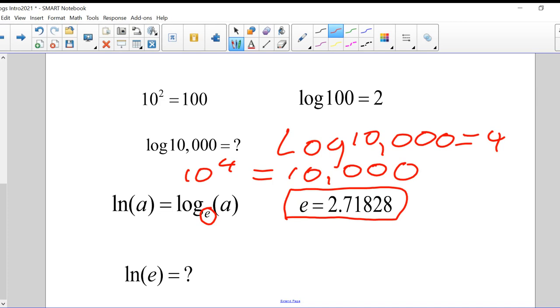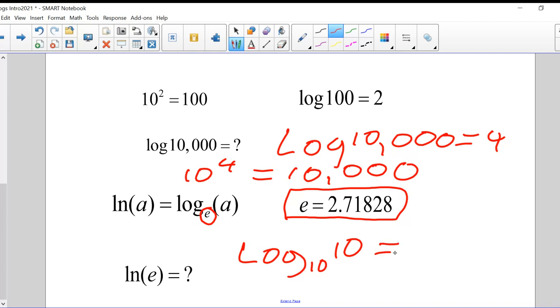So let me ask this other question. What if I ask for the ln of e? Can anybody tell me what that might be? If I ask for the natural log of e, what do you think that would be? I'm going to give you a clue. What do you think is the log base 10 of 10? Anybody think they know what the base 10 log of 10 is? Quinn says 1. You're absolutely right.